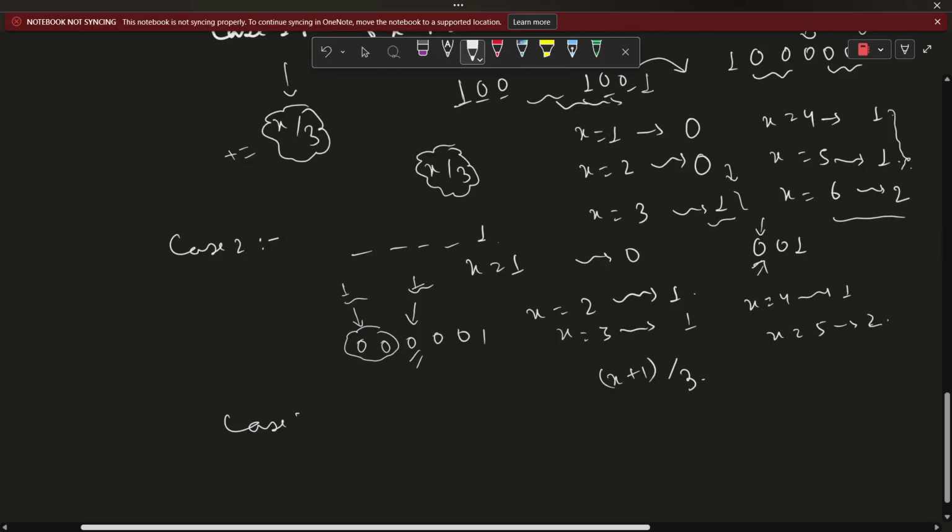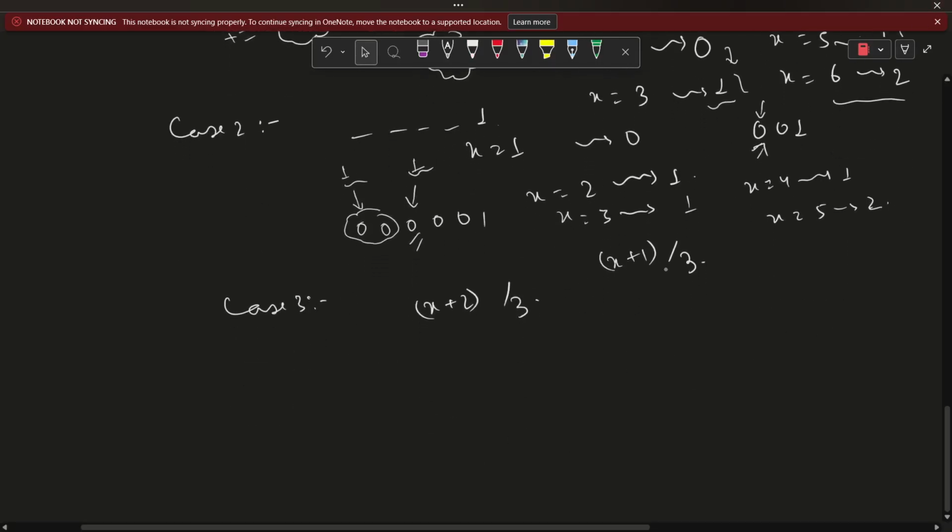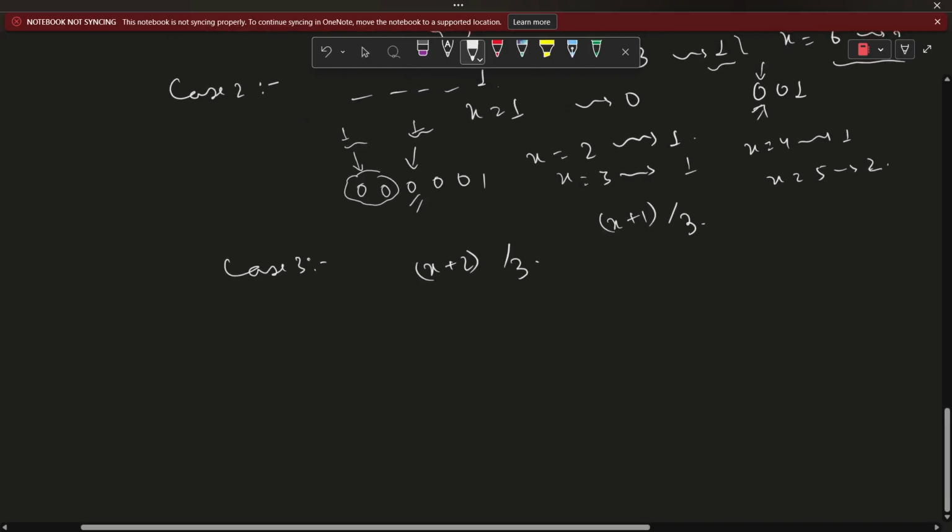Similarly, if you would do it for case 3, you would get the formula (x plus 2) by 3. So combining these three results, we can write the whole code. So what we have to do is just this.